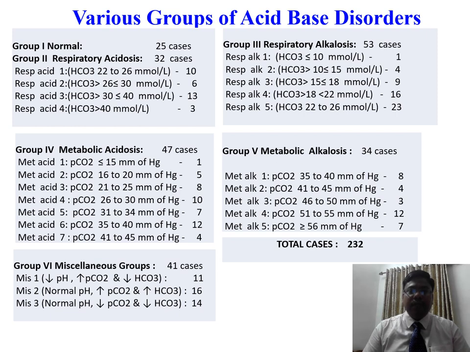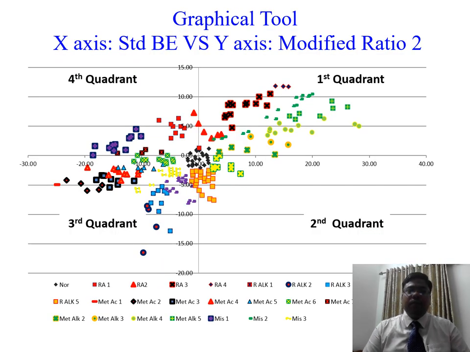So I have taken 232 cases and divided them into various groups: respiratory acidosis, alkalosis, metabolic acidosis, alkalosis, and miscellaneous groups. All the groups are divided. And then I have plotted standard base excess on the x-axis, and modified ratio 2 on the y-axis. Modified ratio 2 is greater positive for increased PCO2 and greater negative for decreased PCO2. So in respiratory acidosis, the modified ratio will be greater positive, and in respiratory alkalosis, the modified ratio will be greater negative.